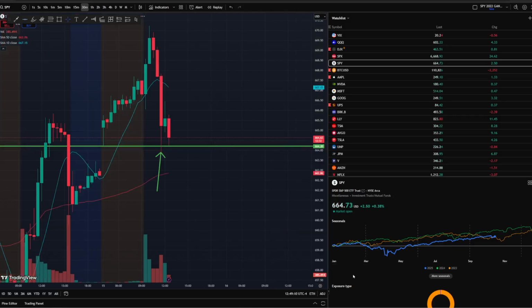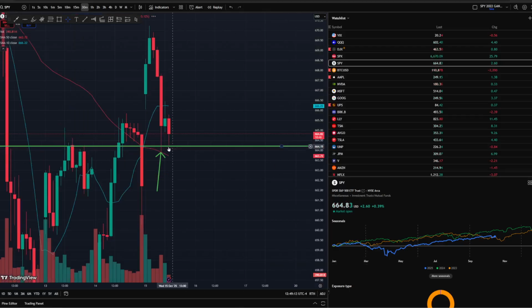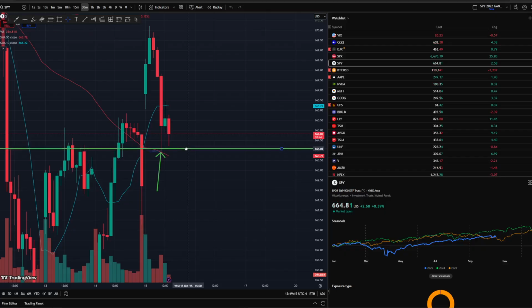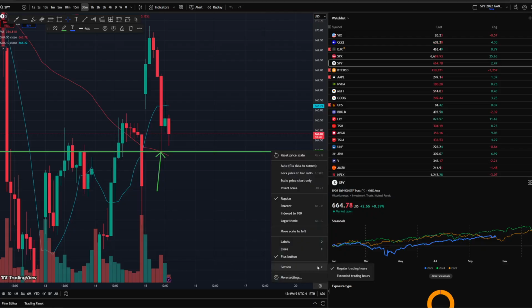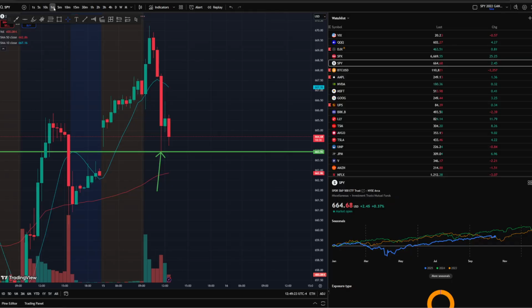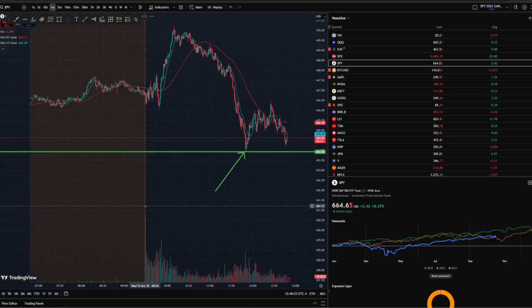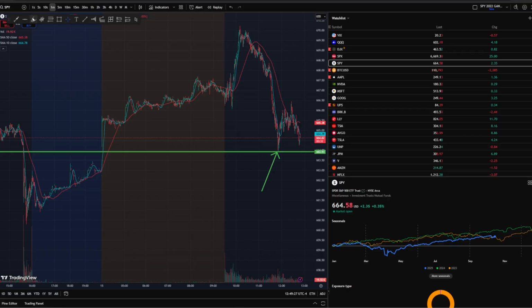All right, you got that? Where's the 50 SMA now? Right down here, as you can see, where the arrow and the green line are overlapping. Where was your bounce after that sell-off? Right exactly there.